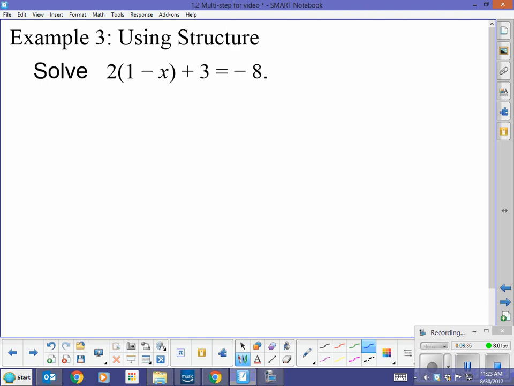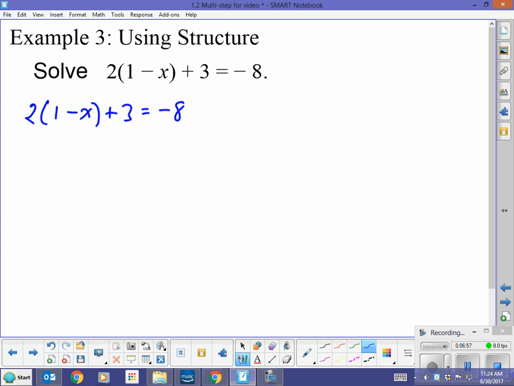And example 3, using structure. Now there's a couple different ways to do this problem, so I'm going to do this problem twice. It's kind of a good indicator of how you understand what we're doing here, in terms of what these symbols mean and what you can do with them.